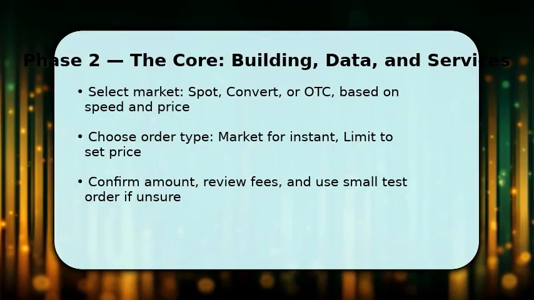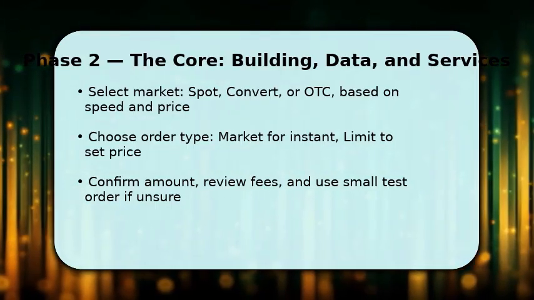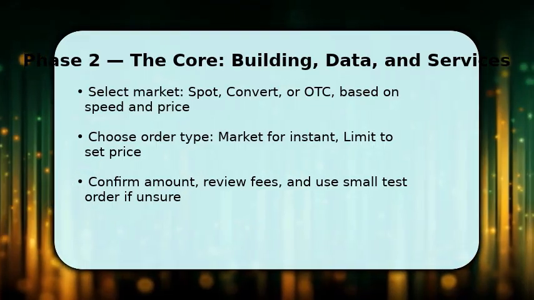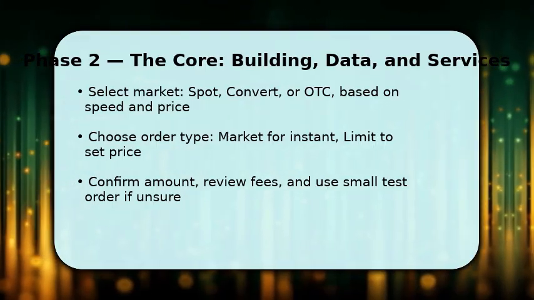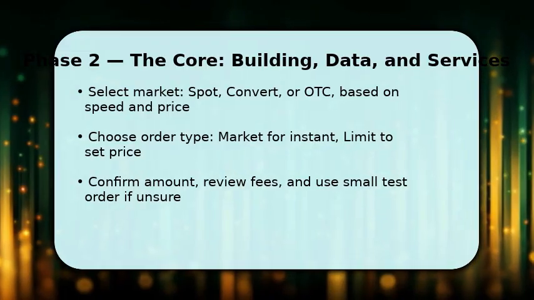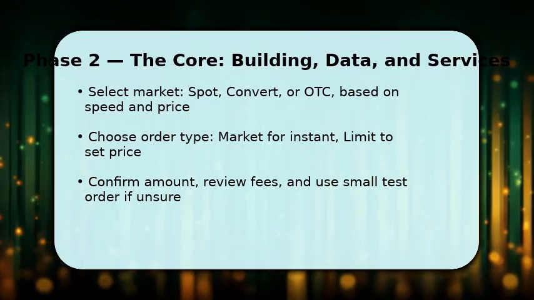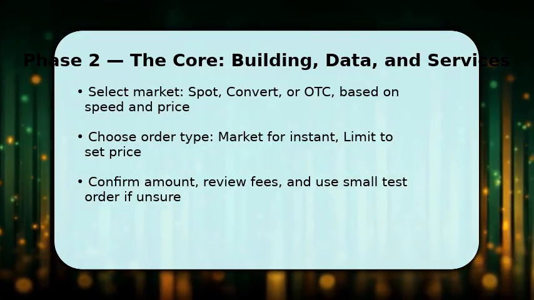Once your funds clear, go to the Buy Crypto or Spot page and pick the market that fits your goal. You can use Convert for one-click swaps, Spot for trading pairs, or OTC for large orders. Choose based on price and slippage. Then pick an order type. Market executes immediately at current price, while limit buys only at your chosen price.